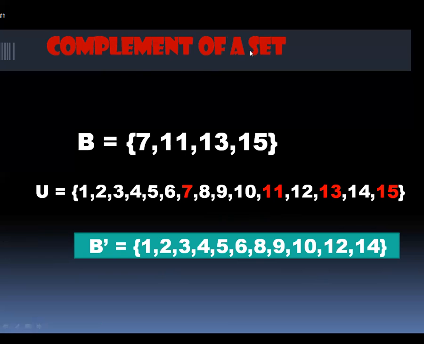Remember, complement of a set is the set of elements that are in the universal set but not in a given set. Okay, we're going to remove the elements that are in the given set from the universal set. And then the complement will be equal to the set that remains in the universal set after removing all the elements that are in set B. Okay?